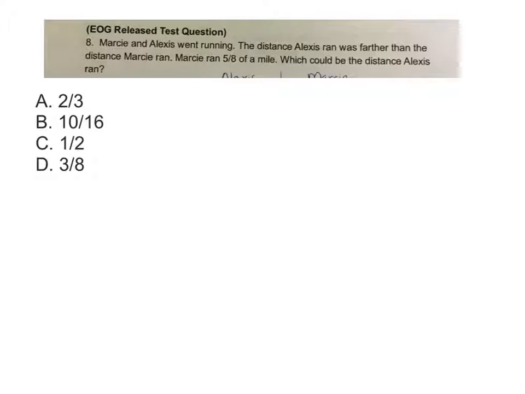Marcy and Alexis went running. The distance Alexis ran was farther than the distance that Marcy ran. Marcy ran 5/8 of a mile, which could be the distance that Alexis ran. All right, so if we are following our CUBE strategy, we are going to circle the numbers first. That's the C, so we're going to circle 5/8. Next, we're going to underline our question. So our question is, what could be the distance that Alexis ran?